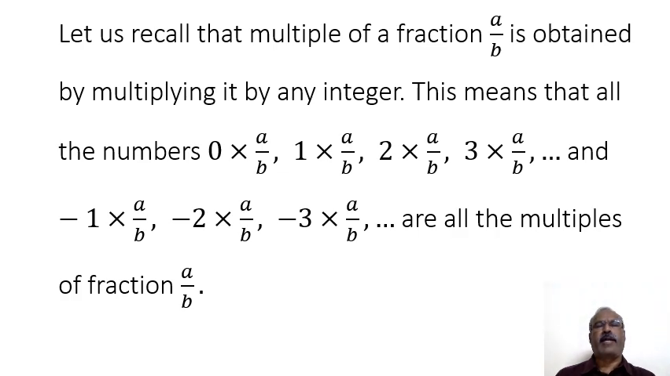Let us recall that a multiple of a fraction a over b is obtained by multiplying it by an integer. This means that all the numbers 0 times a over b, 1 times a over b, 2 times a over b, 3 times a over b, etc., and negative 1 times a over b, negative 2 times a over b, negative 3 times a over b, etc., are all the multiples of fraction a over b.